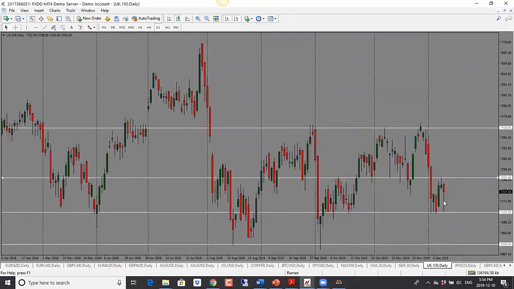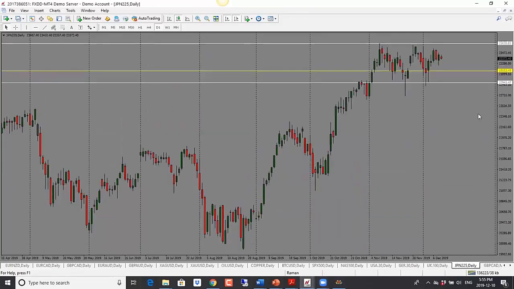FTSE here, this one as well dropped quite a bit, went right into support and then pulled up. So right now, this one is neutral. What I would look for here would be a potential move higher and then back into the support. So target is 71.30. Bias is neutral though. And as we get closer to our elections in the UK here, this one is likely to be volatile as well. So just keep that in mind.